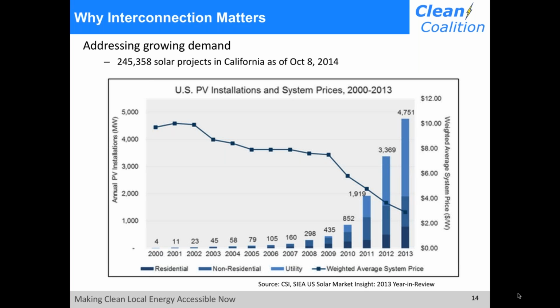120,000 solar projects were installed in California last year alone, and the state has already installed 20 gigawatts. Worldwide, over 100 gigawatts of solar will be installed this year. And again, every single one requires interconnection.